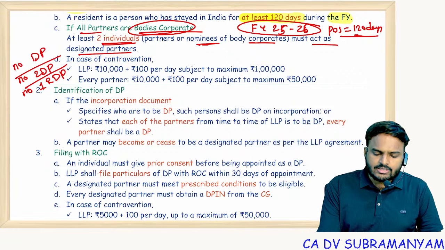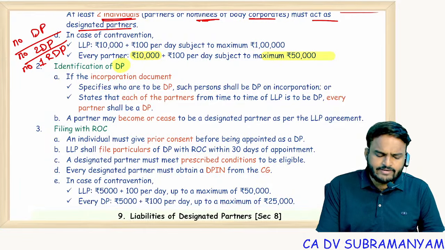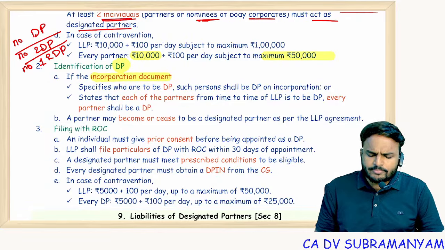Every partner: 10,000 plus 100 per day, subject to a maximum of 50,000. And how to identify designated partners, sir? Look at the incorporation document.